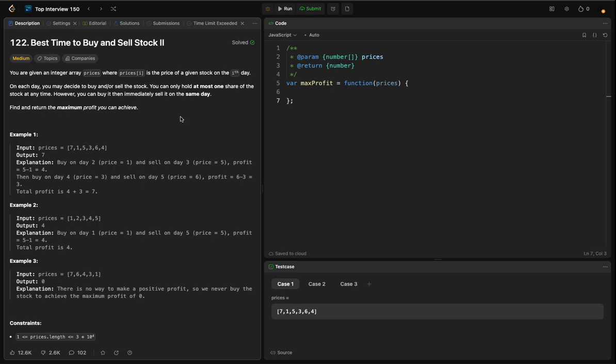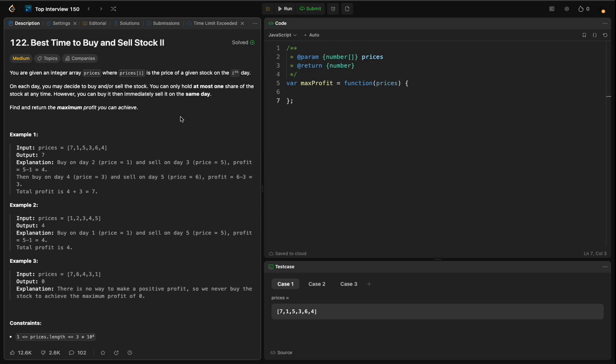Problem number 122, Best Time to Buy and Sell Stock, the second version. You are given an array prices where prices[i] is the price of a given stock on the ith day. On each day you may decide to buy and/or sell the stock. You can only hold at most one share of the stock at any time. However, you can buy it and then immediately sell it on the same day. We want to find and return the maximum profit you can achieve.